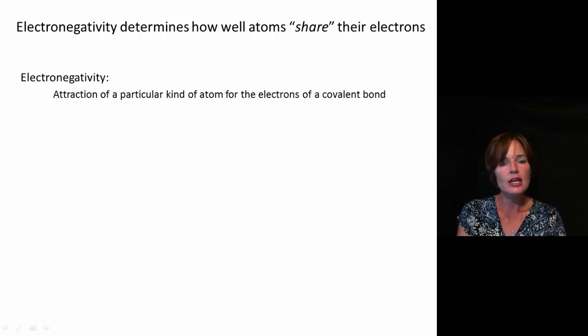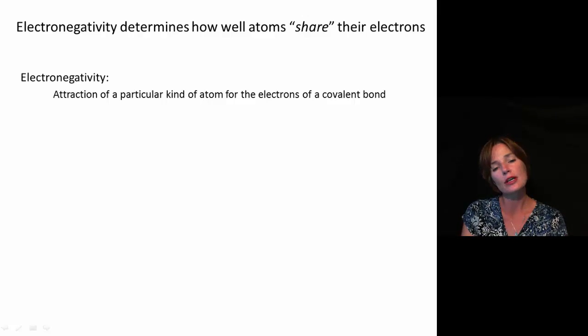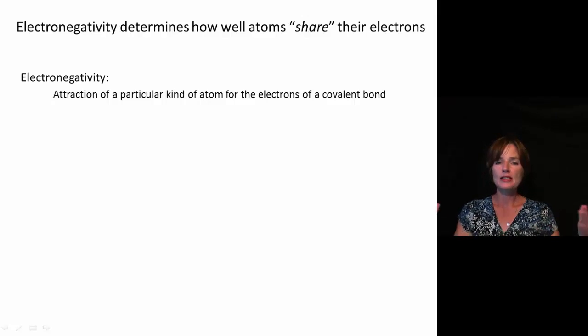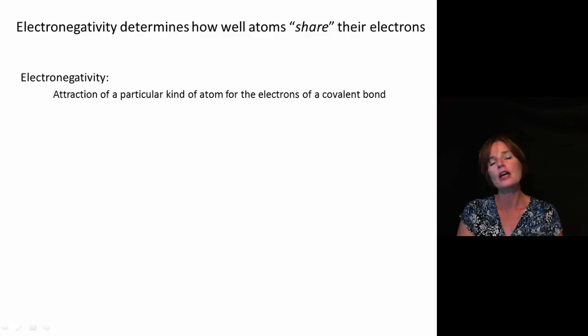Electronegativity, by definition, is the attraction of a particular kind of atom for the electrons in a covalent bond. So basically, these electrons that are on the outside, they have a negative charge, and the nucleus has a positive charge because of the protons that are there. And so those electrons are going to be attracted to that positive nucleus. Opposite charges always attract, and depending on how strong the nucleus is, it's going to be sucking or pulling those electrons in with a lot of force.